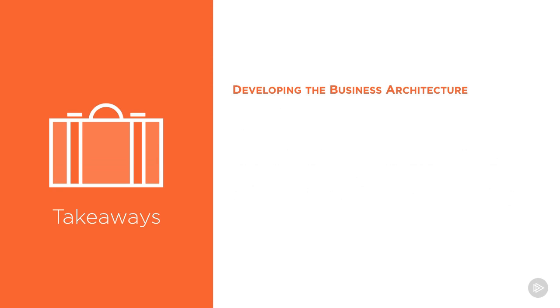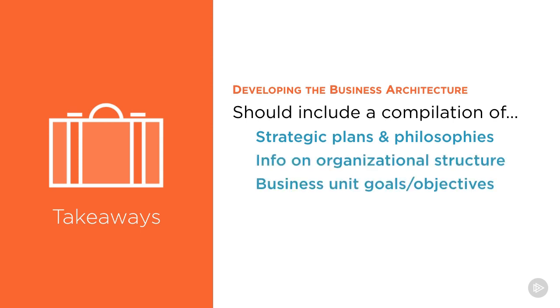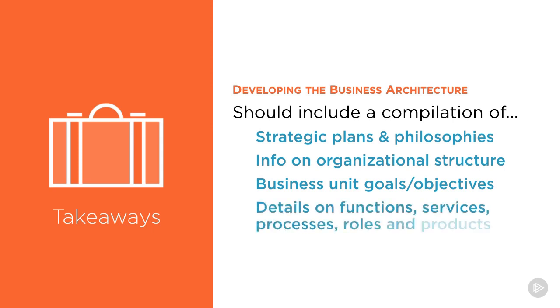The business architecture should include a compilation of strategic plans and philosophies, as well as information on the organizational structure, business unit goals and objectives that are relevant, as well as details on functions, services, processes, roles, and products that are directly and indirectly related to the problem or opportunity we're investigating. In addition, we'll want to add our gap analysis results over time, although those may not be immediately available when we first begin developing the business architecture.